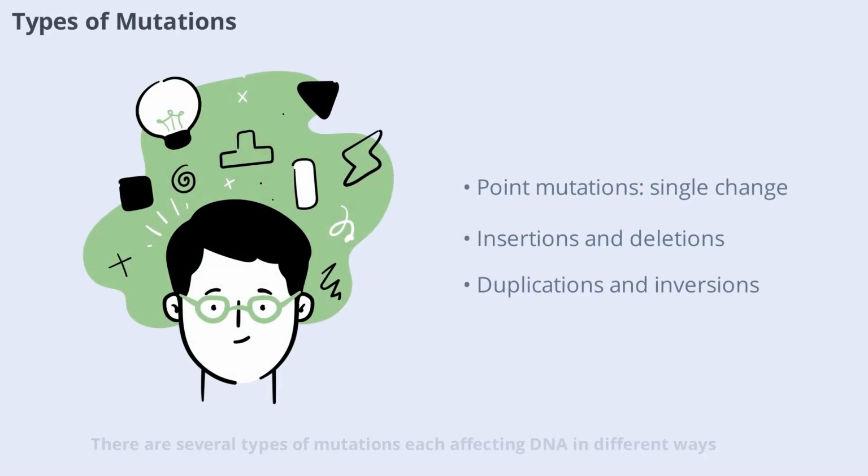There are several types of mutations, each affecting DNA in different ways. Point mutations involve a single nucleotide change, while insertions and deletions add or remove nucleotides from the sequence. Larger mutations, like duplications or inversions, can impact bigger sections of DNA. Each type of mutation can have varying effects on gene function depending on where and how they occur. Some mutations might disrupt a gene entirely, while others might have subtle or no effects at all. Recognizing these types helps scientists predict potential outcomes and understand genetic diseases.